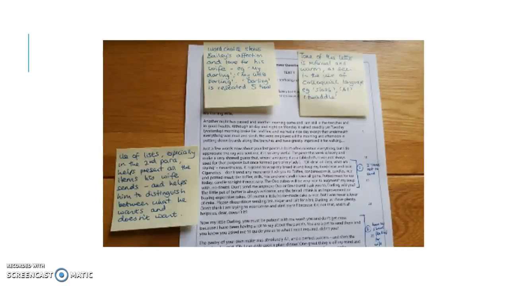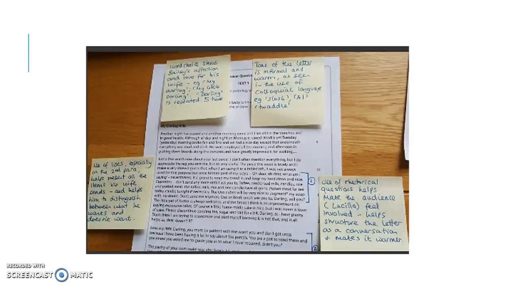Now, a point for structure that we could make is on the use of lists, especially in that second paragraph there. In this paragraph, he is basically listing all of the items that his wife has sent him in his latest package and distinguishing between the ones that he wants next time and the ones that he doesn't. So the use of those lists helps him to convey that detail without confusing the reader.